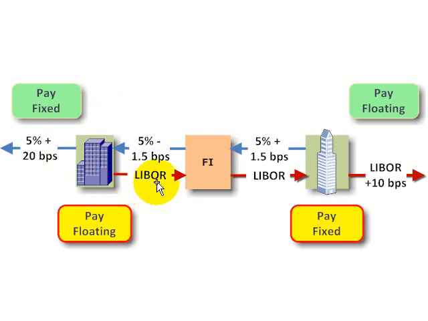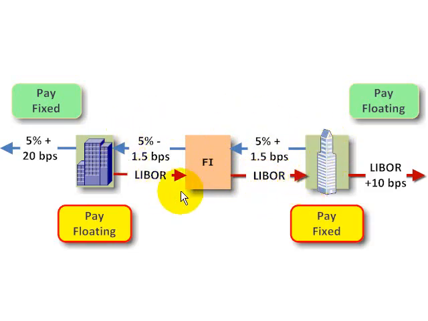So company A is going to pay LIBOR in exchange for receiving a fixed rate of, let's say, 5% minus 1.5 basis points. They are the floating rate payer because they are going to pay LIBOR and get back a fixed rate. If we go to company B, in this swap, they're going to be what's called the fixed rate payer because they are going to pay, let's say, 5% plus 1.5 basis points. See how they're the fixed rate payer? In exchange for that, they're going to receive LIBOR, a floating rate.